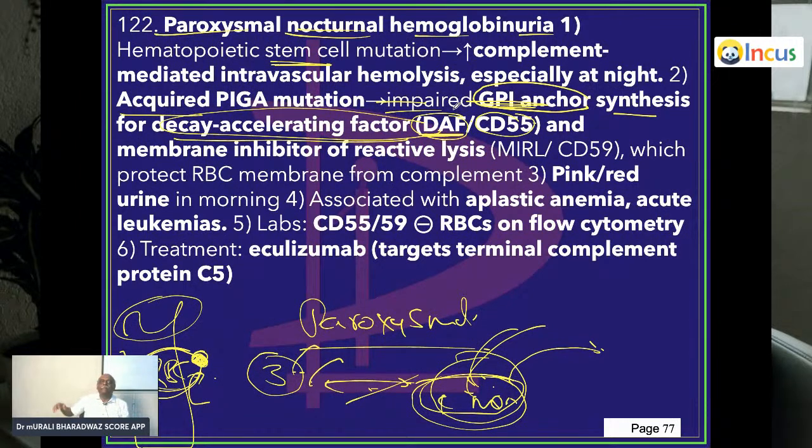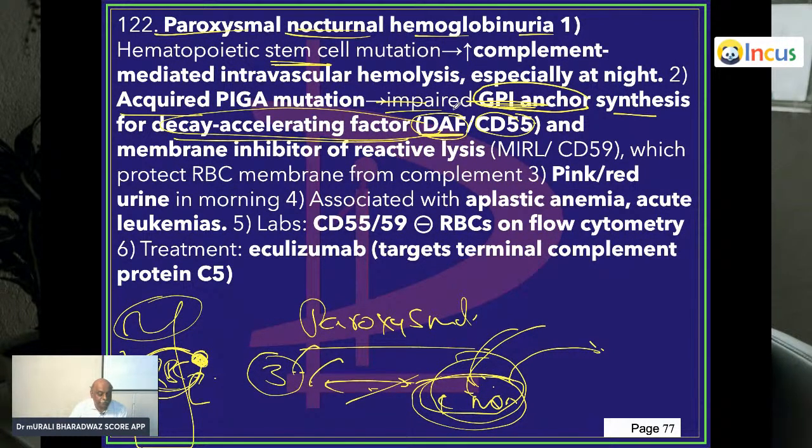CD55 is like a big brother accompanying her. This beautiful girl called RBC is going out into the market. If anyone looks at her, the brother will take care of them, right? The brother will handle it. So complement is waiting like a villain.